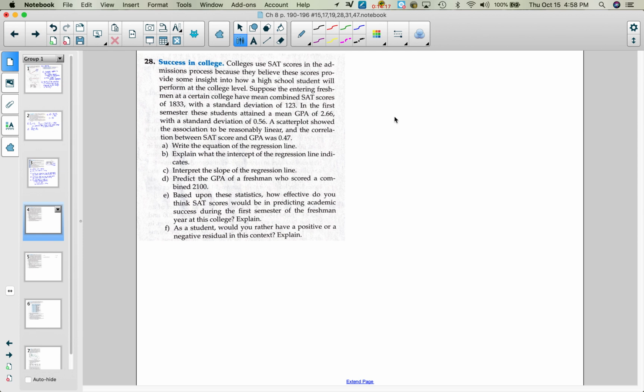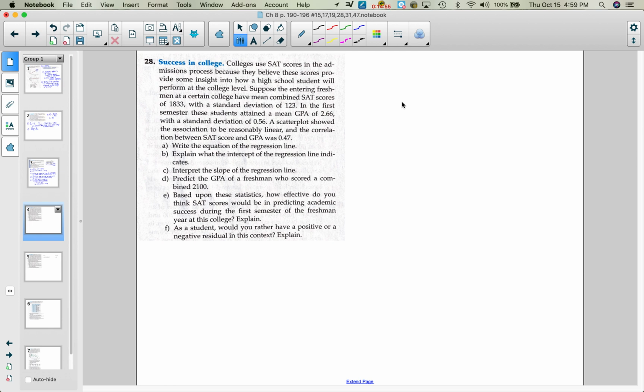All right, next problem. Number 28. Colleges use SAT scores in the admissions process because they believe these scores provide some insight into how a high school student will perform at the college level. Suppose the entering freshmen at a certain college have mean combined SAT scores of 1833 with a standard deviation of 123. In the first semester, these students attained a mean GPA of 2.66 with a standard deviation of 0.56. A scatter plot showed the association to be reasonably linear, and the correlation between SAT score and GPA was 0.47. Write the equation of the regression line.